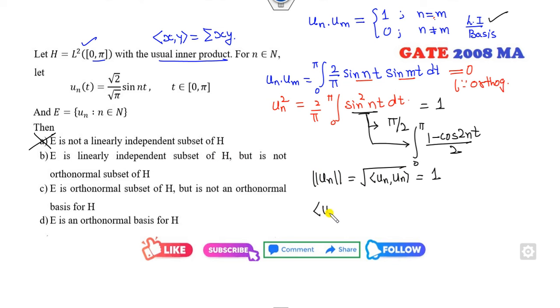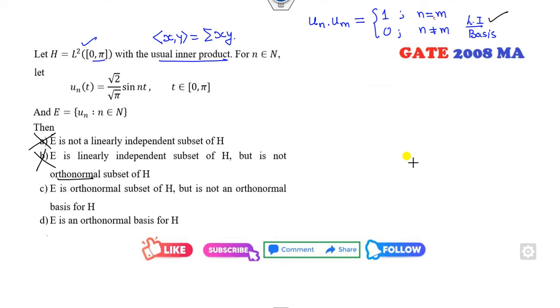And what is un dot um? It is 0. What is the meaning of that? If it is 1, what does it mean? It's orthonormal. Yes, it's orthonormal. But he said it is not orthonormal, so this option is also cancelled out. Now, look at the other ones, the last two options. It's orthonormal. Fine. It's an orthobasis, and it's a basis.